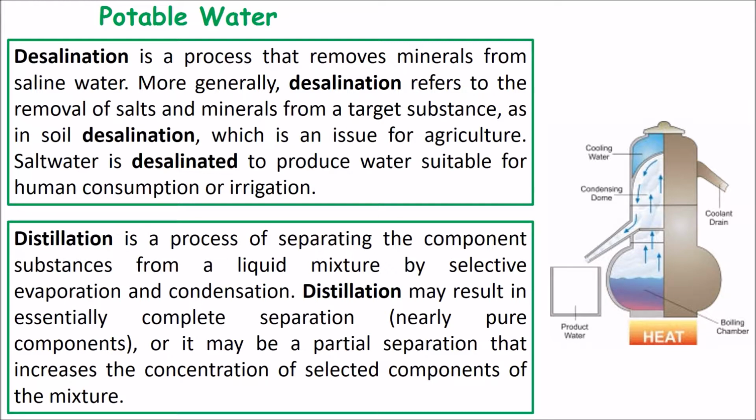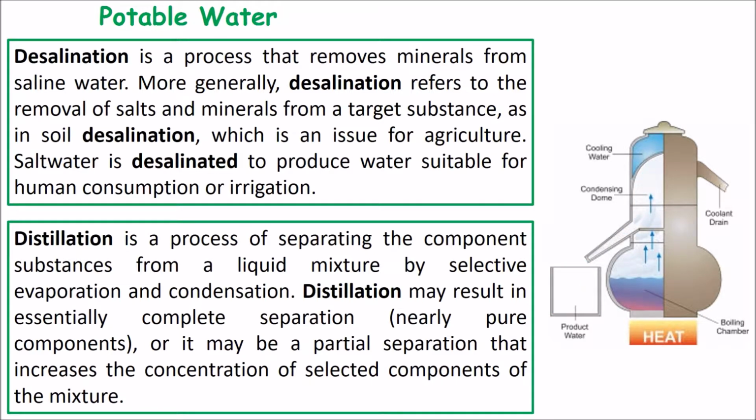Desalination is a process that removes minerals from saline water. More generally, desalination refers to the removal of salts and minerals from a target substance in the soil, desalination, which is an issue for agriculture. Seawater is desalinized to produce pure water that can be drunk.